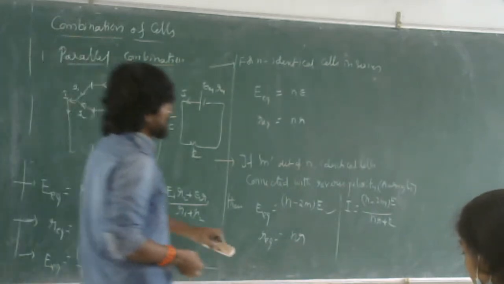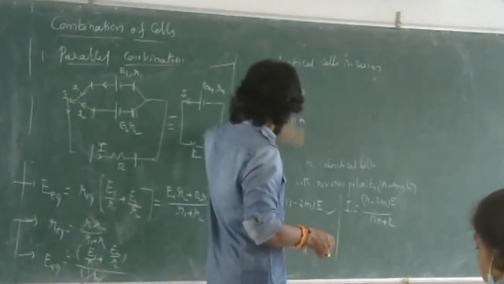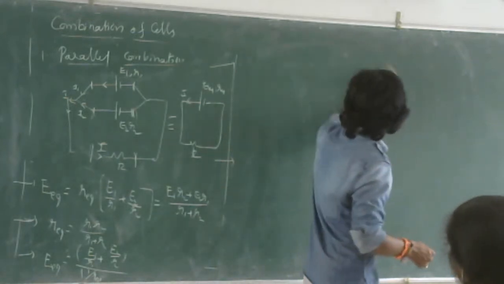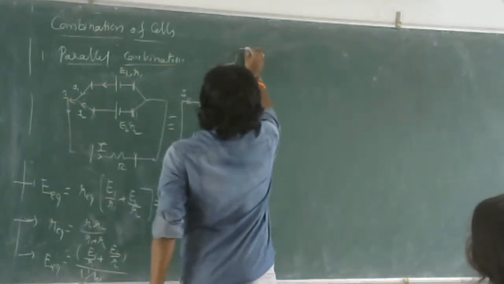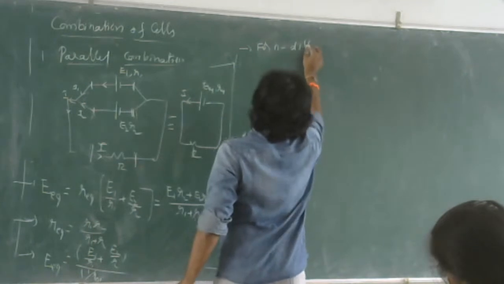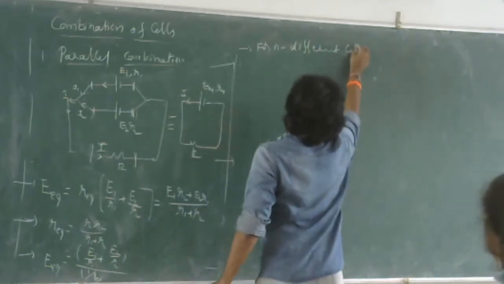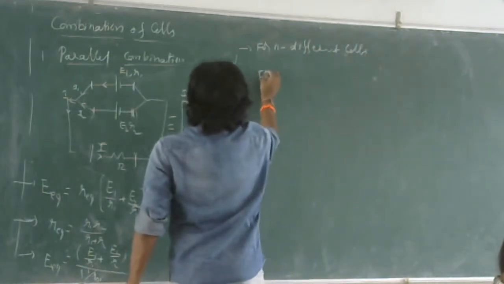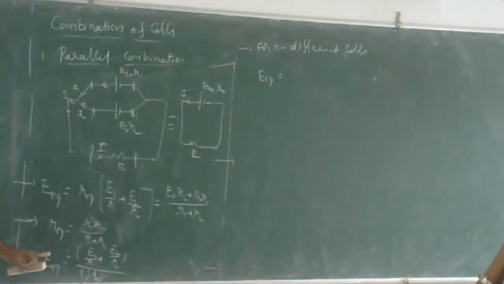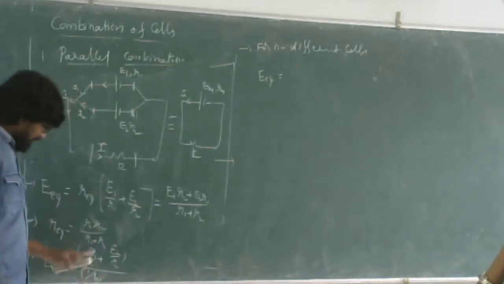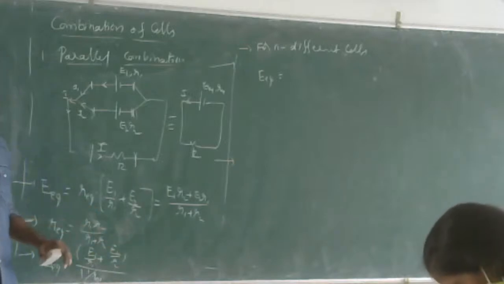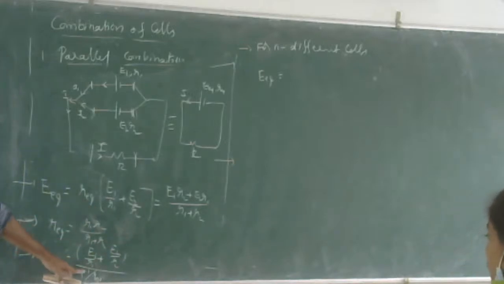Next, for n number of different cells. We will verify for n different cells. E equivalent can be expressed from this. Let's start with this. From this we will say E1 by R1 plus E2 by R2 plus E3 by R3 plus so on plus En by Rn. Right? And this one is 1 by R equivalent.